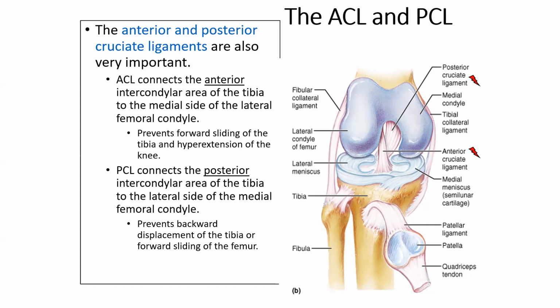Why do we call them cruciate? Because they cross. That's what cruciate means. It means cross. Like, you've ever heard the term crucifix? Well, that's the root word. Cruciate's the root word for all that. So they cross. They're attached to the front of the tibia and the back of the femur, and the back of the tibia and the front of the femur. So they cross over and they help to stabilize that joint.